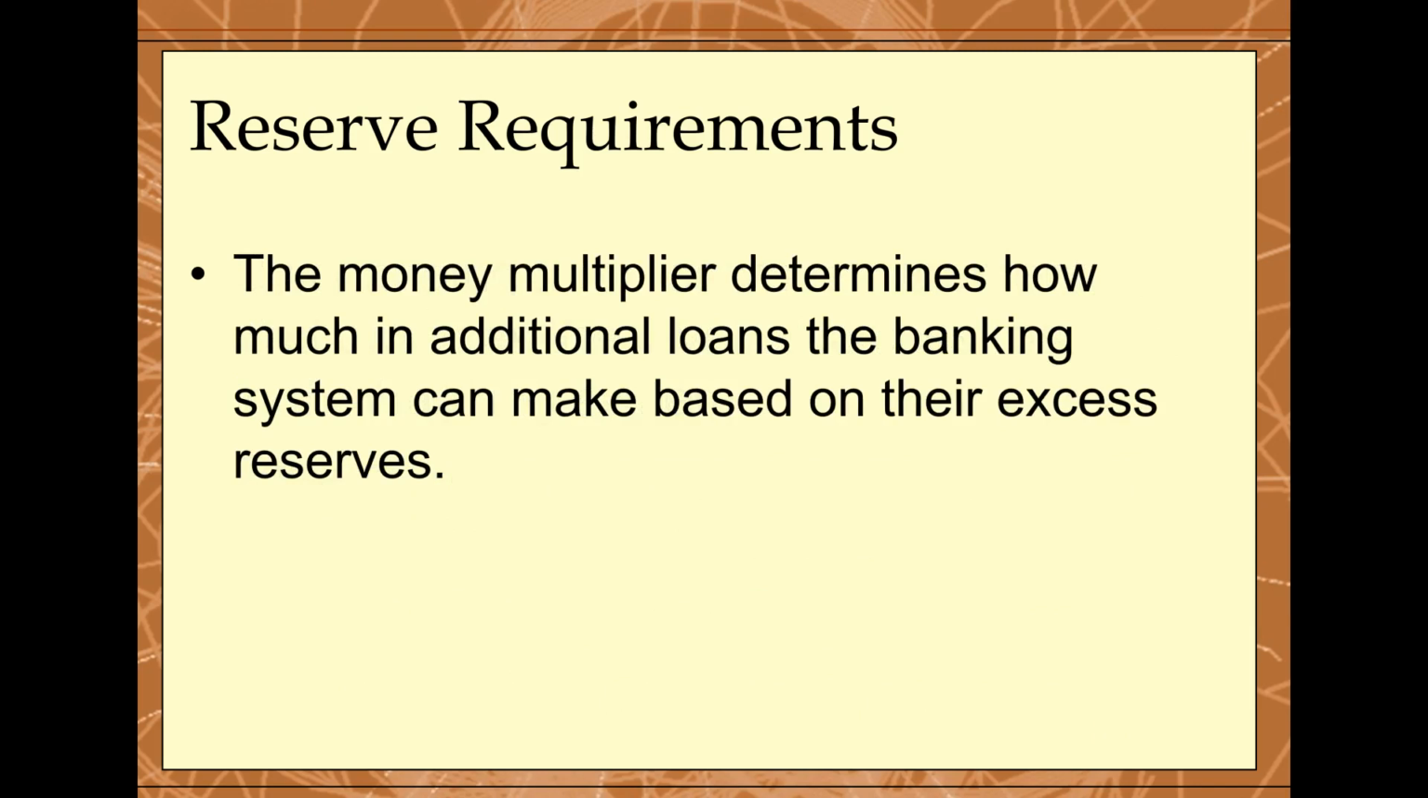Now, as we discussed in the last video, the money multiplier determines how much in additional loans the banking system can make based upon excess reserves. If there are no excess reserves, the banks cannot make any loans. If banks can't make any loans, they can't create any money.